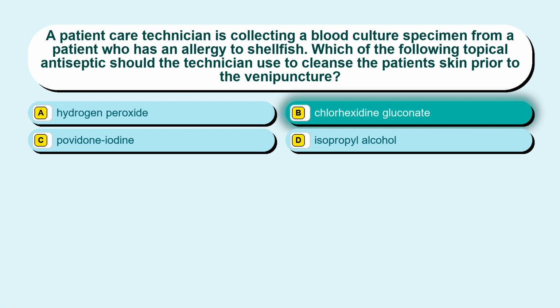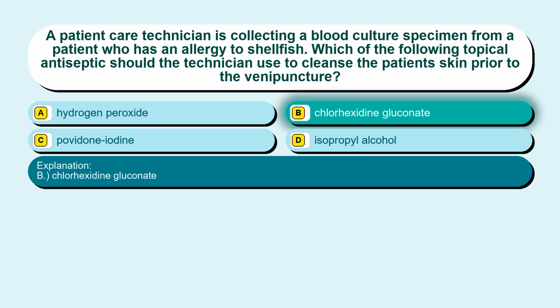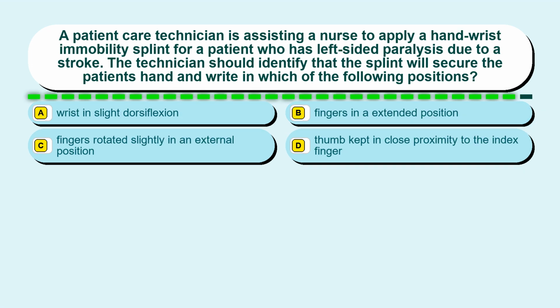The correct answer is option B, chlorhexidine gluconate. Question 74. A patient care technician is assisting a nurse to apply a hand-wrist immobility splint for a patient who has left-sided paralysis due to a stroke. The technician should identify that the splint will secure the patient's hand and wrist in which of the following positions?